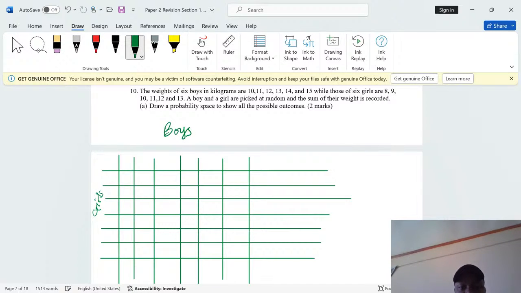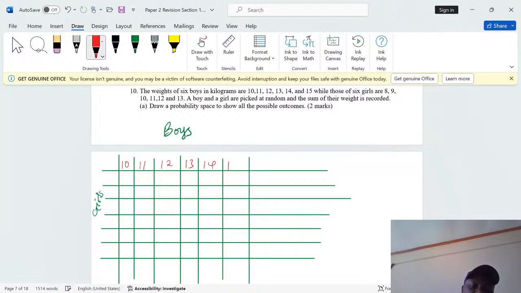We are going to have the masses of boys as 10 to 15. So we'll have 10, 11, 12, 13, 14, 15. And for the girls, we are going to start from 8, 9, 10, 11, 12, and 13. Those are the masses for the girls.